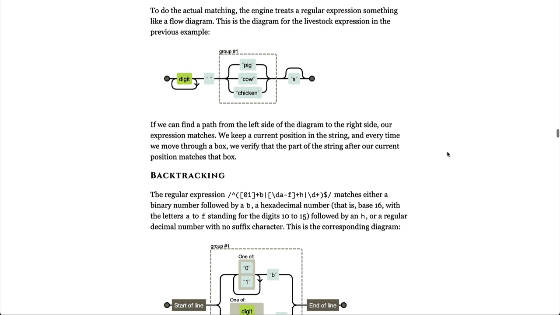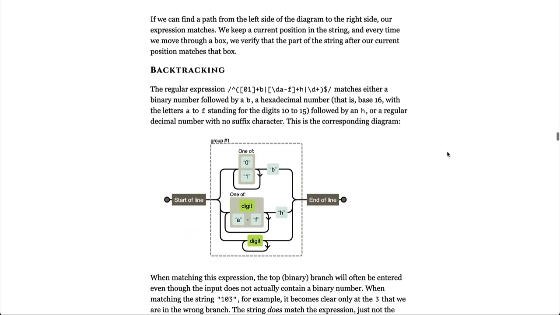To do the actual matching, the engine treats a regular expression something like a flow diagram. This is the diagram for the livestock expression in the previous example. If we find a match from the left side of the diagram to the right, our expression matches. We keep a current position in the string, and every time we move through a box, we verify that the part of the string after our current position matches that box.